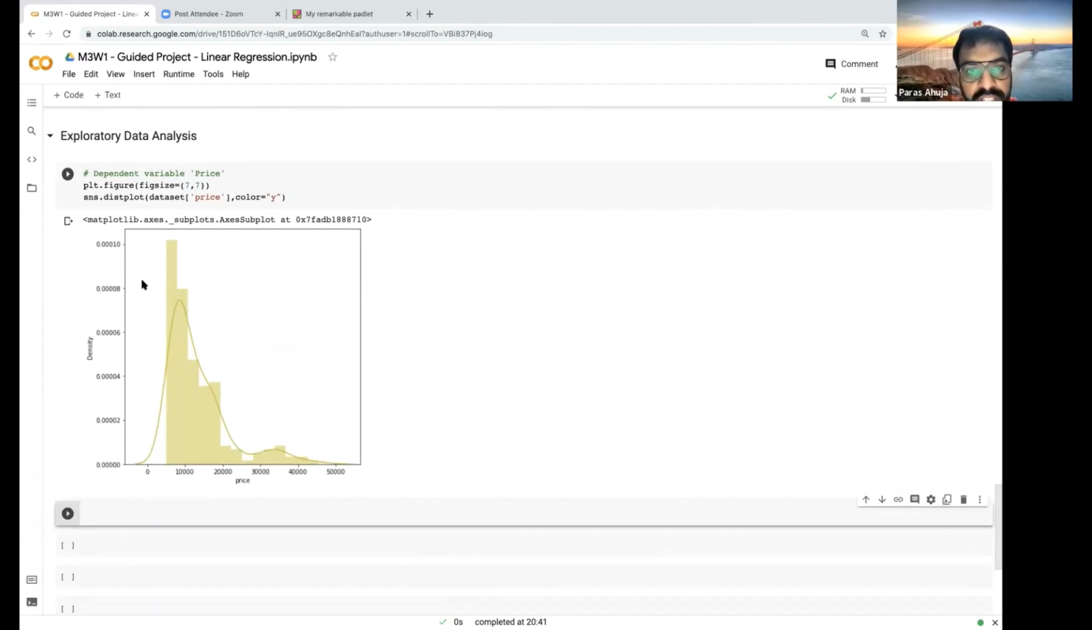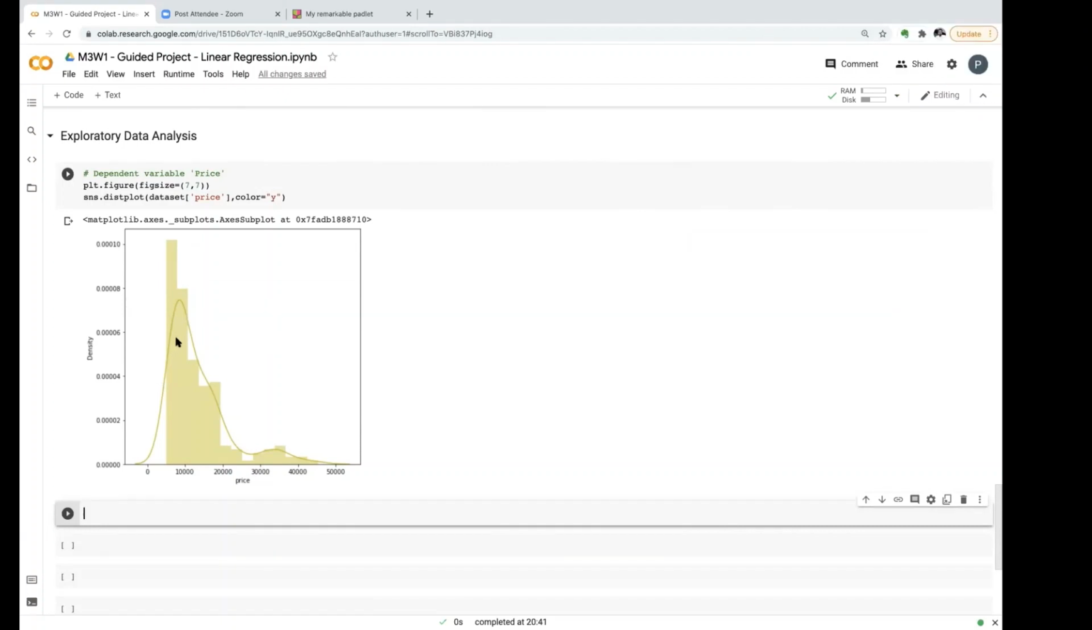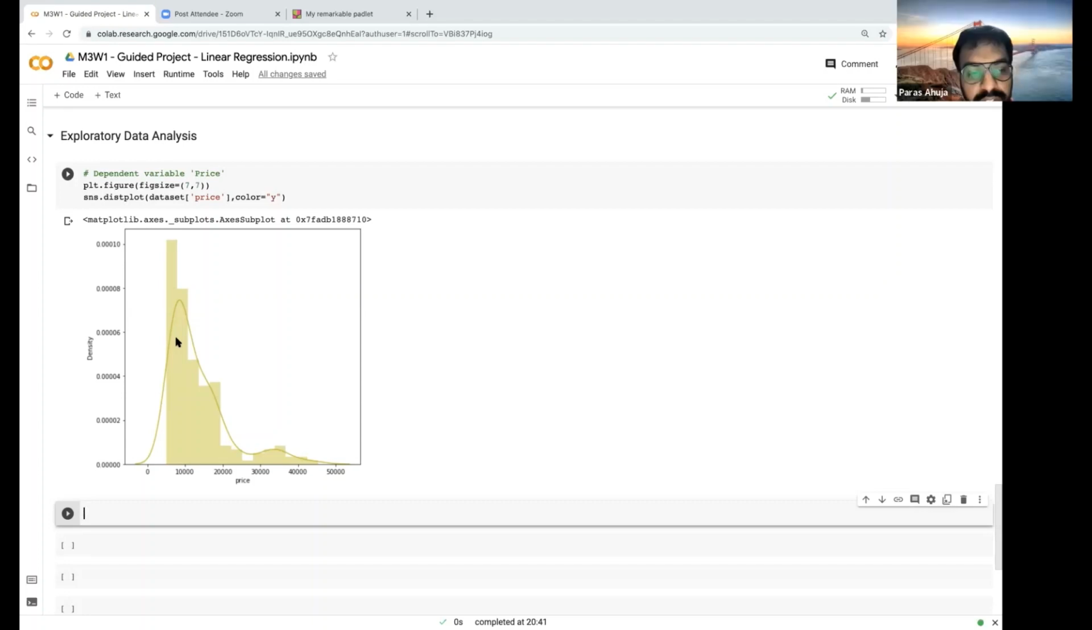Right. So what do you think? What does this distribution tell you? Is it right skewed, left skewed, or normal distribution? I think it's right skewed. Positively skewed, yes. Positively skewed, right? So what is the solution for this?